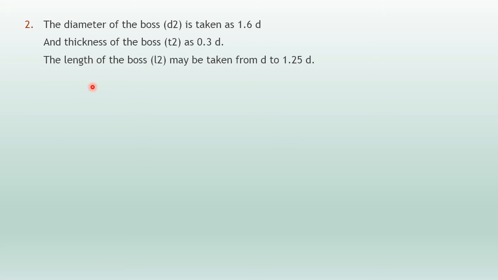Then we have another empirical relation, the length of the boss L2 may be taken as d to 1.5 d. We can take either value from the equation: either L2 equal to d, or 1.25 times d. Both are correct.